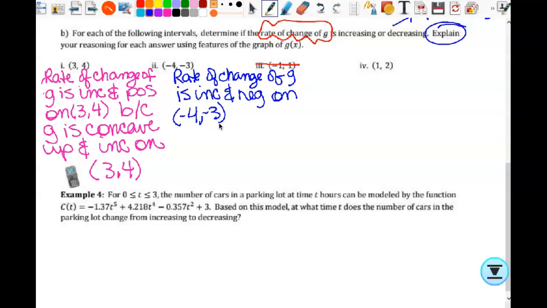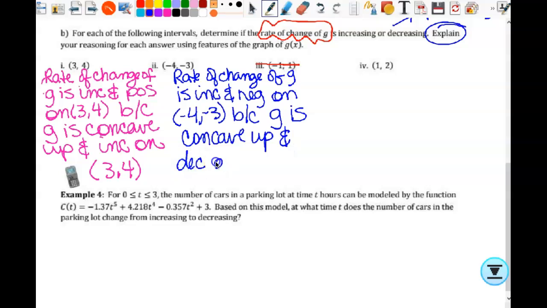Just because I wrote words doesn't mean I explained anything. Because G is concave what? Up, concave up, and what? Decreasing on -4 to -3. Any questions about that? Are we good?